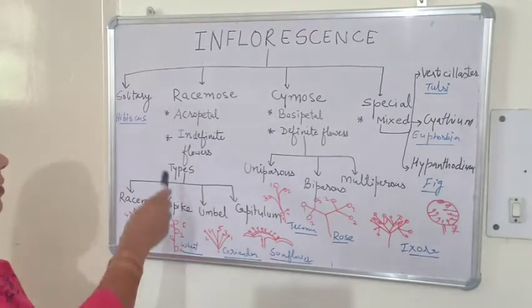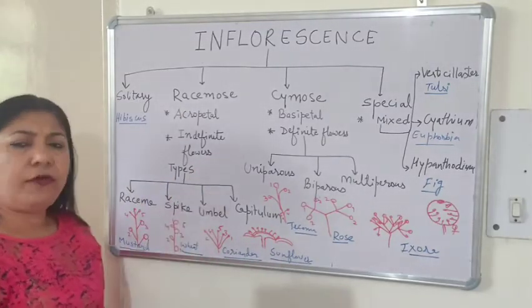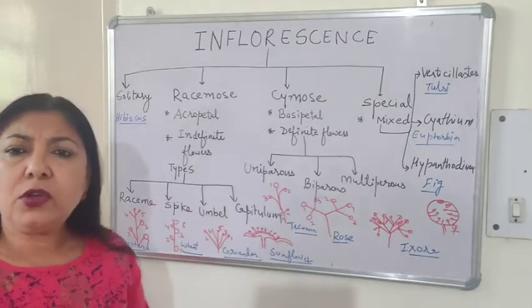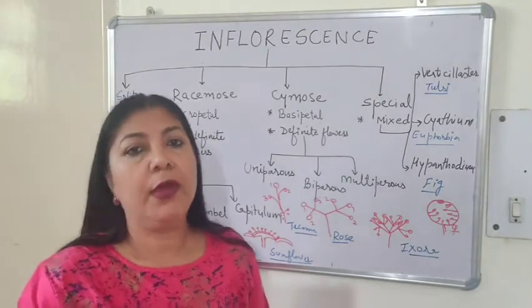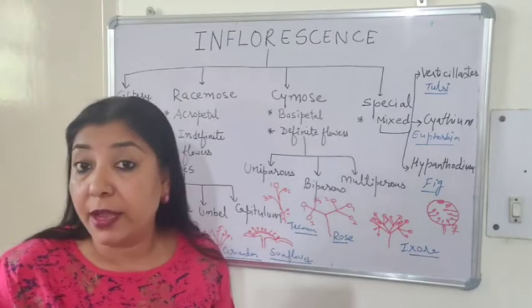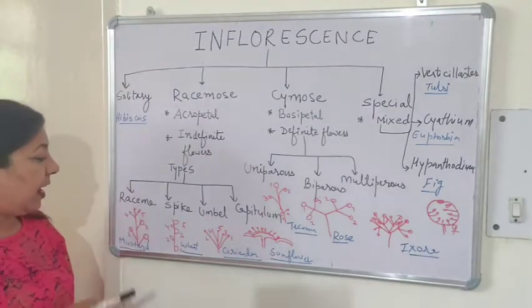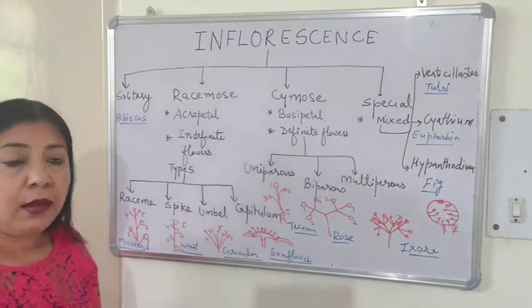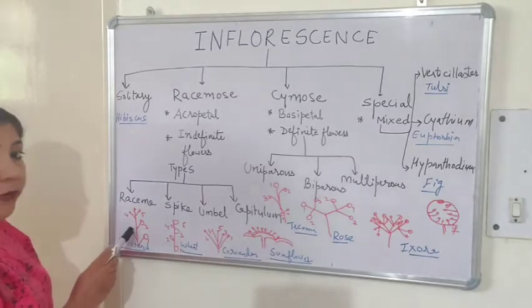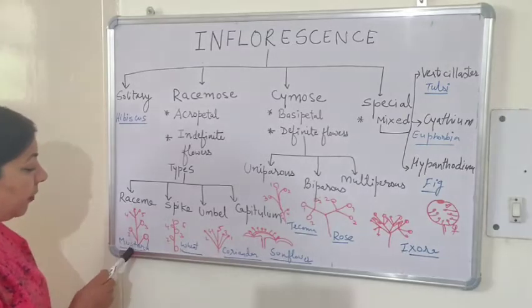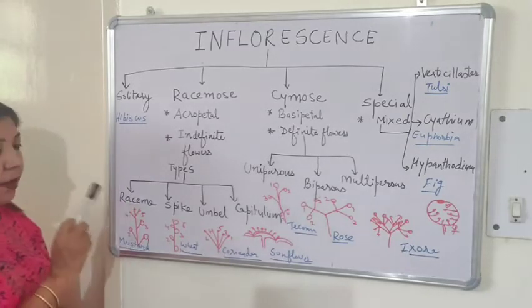Again, these racemose inflorescences are of different types. So many different types of racemose inflorescences are there. Let us see some. The first one is called raceme. See, I have drawn the diagram of the raceme.